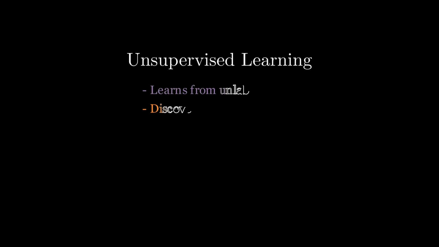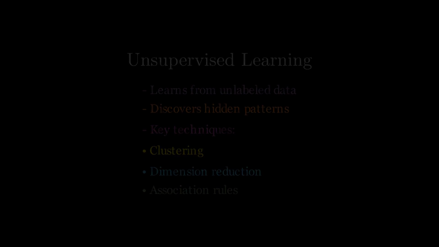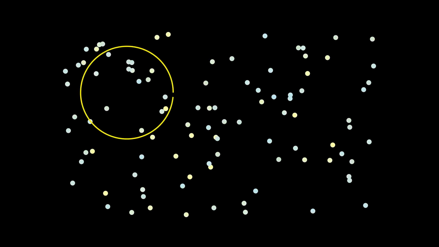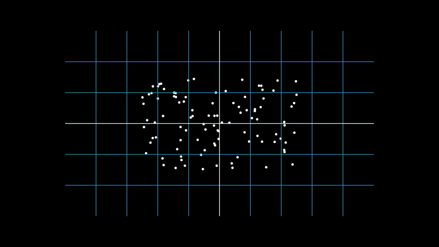Unsupervised learning first. It learns from unlabeled data and discovers hidden patterns. Key techniques include clustering, dimension reduction, and association rules. First, an example: let's just make some white dots. Let's draw circles around them. Let's zoom out a bit, making graph lines, and then let's connect each dot to each other. So now we just did unsupervised learning.